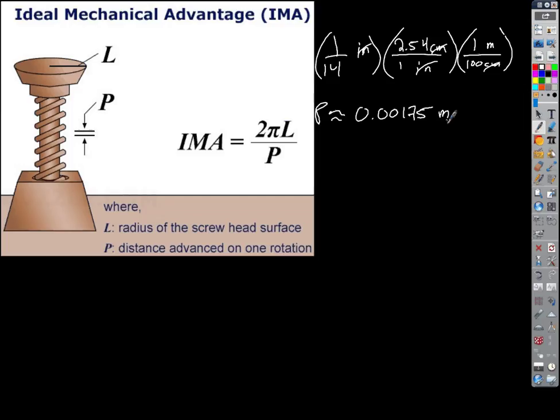Okay, and we're saying the length of the handle is going to be 1 meter, right? So this is a pretty easy thing to do. Our ideal mechanical advantage is equal to 2 pi times the handle length, 1, over 0.00175. What's that give us for mechanical advantage? A lot. Give it to me, 3,590. About 3,590? That's a darn big mechanical advantage.